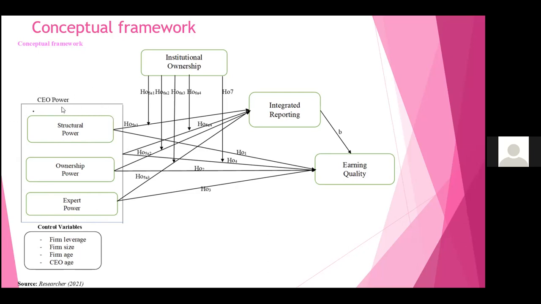So I can look at CEO power as a whole with this integrated reporting and also earnings quality. So there's an index. I can come up with an index. I've collected some of the data and I've proved that I can access this information. It is there, I'm able to have the information with me.